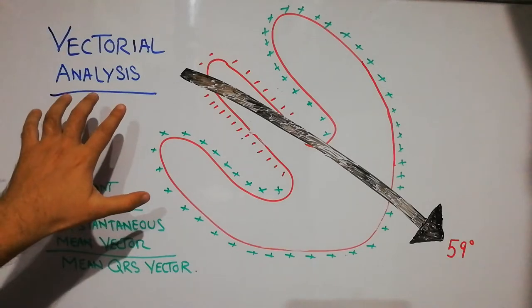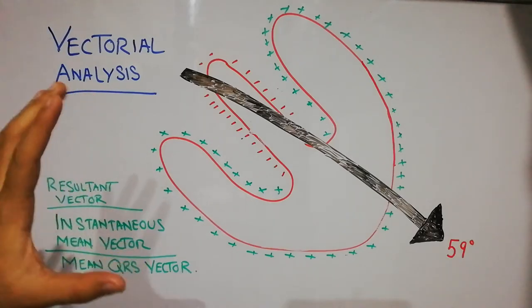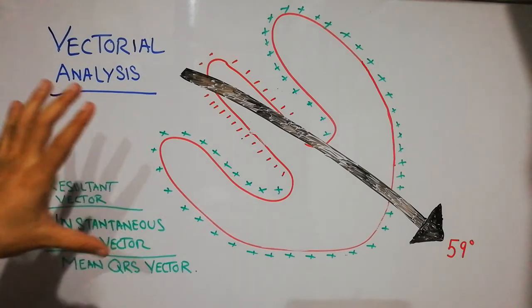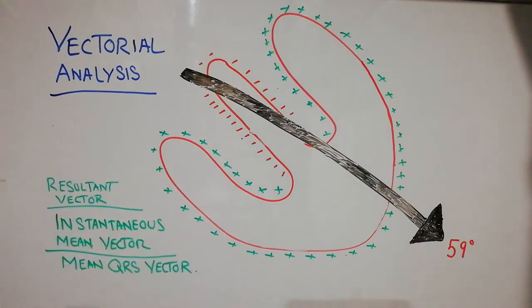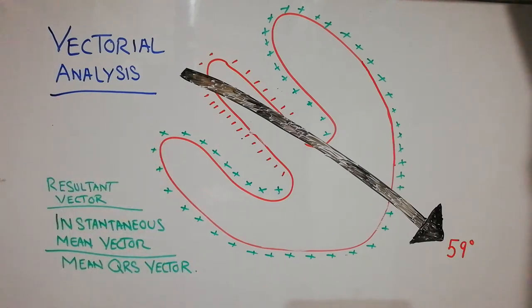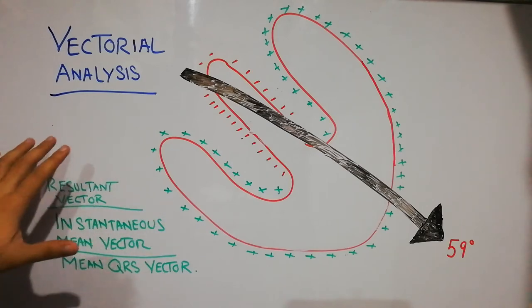So today we are going to start a new series of lectures about the cardiac vector and the vectorial analysis. We are going to discuss what basically a cardiac vector is and how the vectorial analysis is done to calculate the resultant vector of the heart, which will help in reading the ECG and in determining different types of pathologies and conditions that affect the heart.